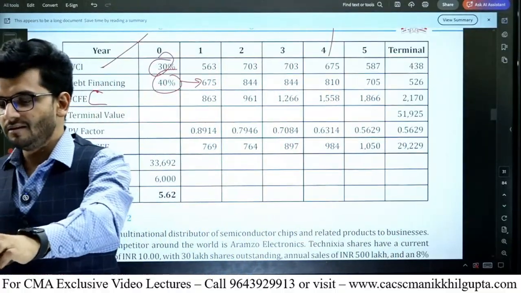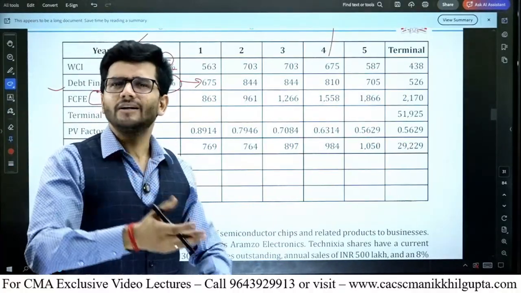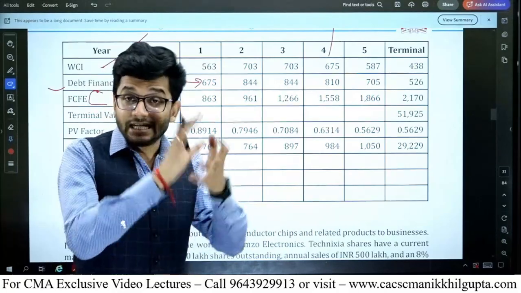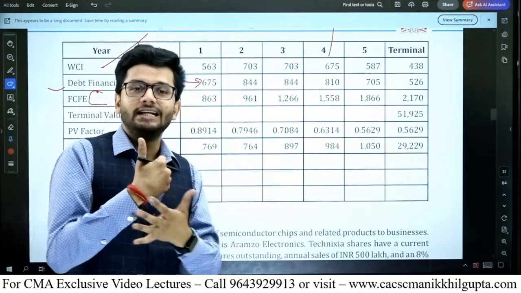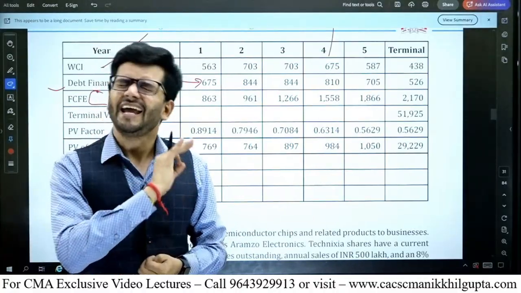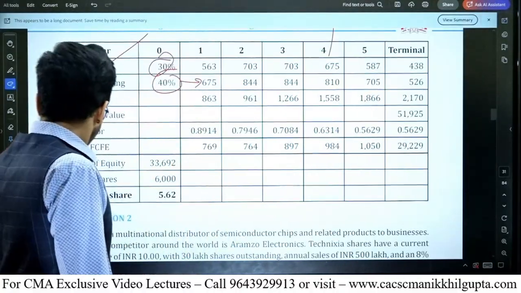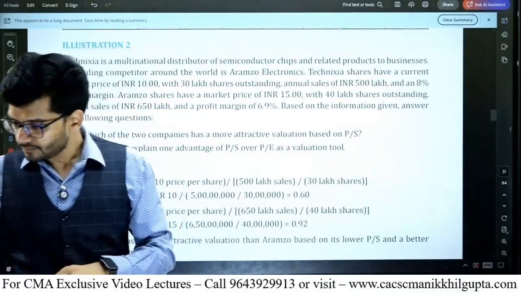The complexity was only in the first part to calculate the WCI, FCI, and even the first part was not that complex. It was just that the data is given in such a manner that you are intimidated. BVM SPM is all about intimidation and countering that intimidation. So don't get intimidated with any question in this world. Okay, sir, got it. Now let's move on to illustration number 2.